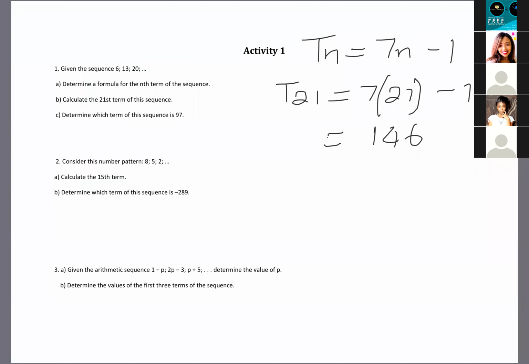And now part C says determine which term of the sequence is going to give me 97. So now I'm no longer looking for this Tn here. I'm looking for this n. Do you see that? Yes, ma'am. So you must just be careful to know what they're looking for. If they say calculate the 21st term or what is going to be the 19th term, then you know that I'm looking for Tn. But the minute they ask you to determine the term of the sequence and they give you the sequence, then you know that you're looking for the n.